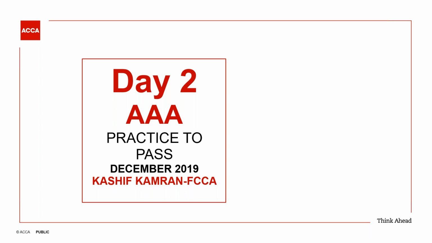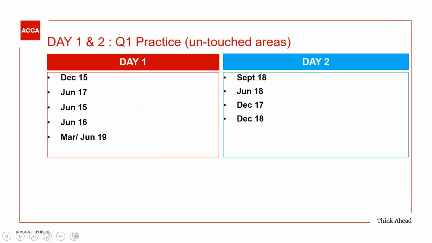Now the agenda of day 2 is the same as the agenda we had for day 1 yesterday, and that is to focus on question number 1 of the AAA exam paper and the untouched areas. Yesterday, on the very first day, I started to focus on the first question, and we have done the December 15 question, the June 17 question, and the June 15 question. We were in the middle of the June 16 question when the session ended, so I'll be resuming from the June 16 question, and we'll take the journey ahead.